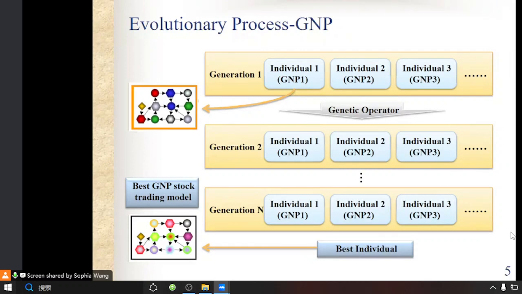So after that, you get the best individual. That means in the brain of the best individual, we get the best GMP. We get the best GMP structure. Okay.